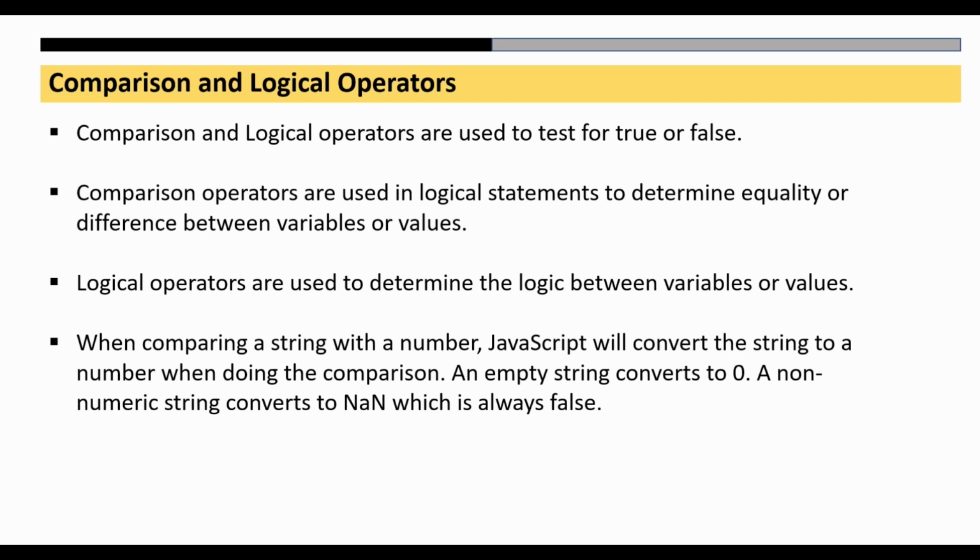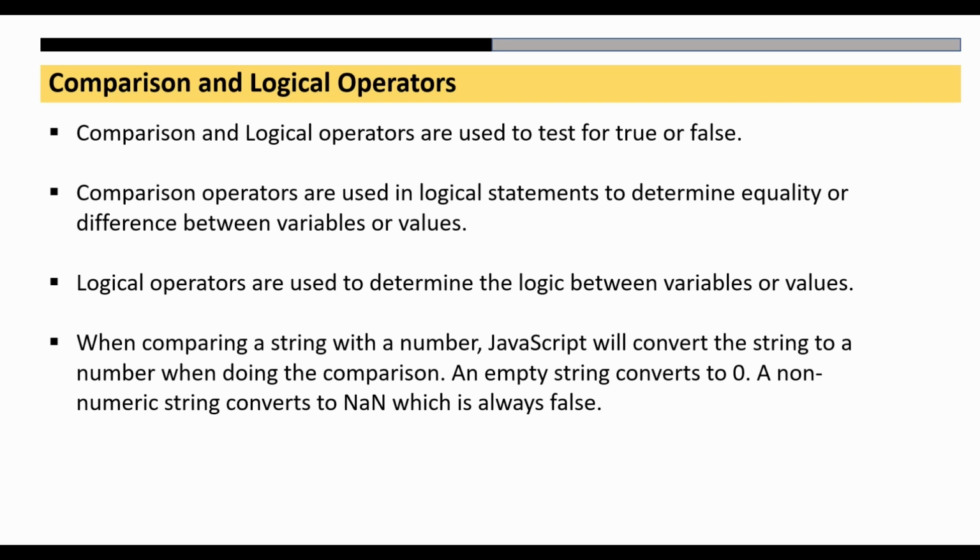Logical operators are basically used to determine the logic between variables and values. For example, there are two statements, x equal to y and x not equal to z. So there are two expressions which I am comparing, and that is where and is called the logical operator.